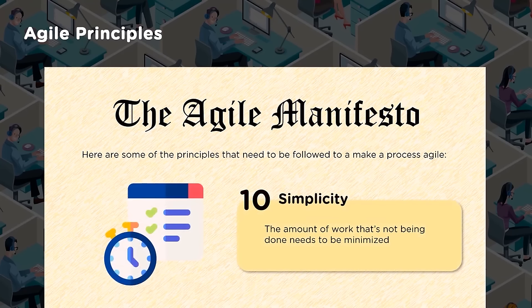Simplicity. The amount of work that's not being done needs to be minimized. When we say simplicity, it doesn't mean less. It means the appropriate number of tasks, the minimum number of tasks which need to be done, and I think all non-value-adding activities and processes would be removed. They have to be removed. The more optimized and simpler the handling of things, the better, so that only what is required to be done is done. So it is very clearly visible and there will be clarity.